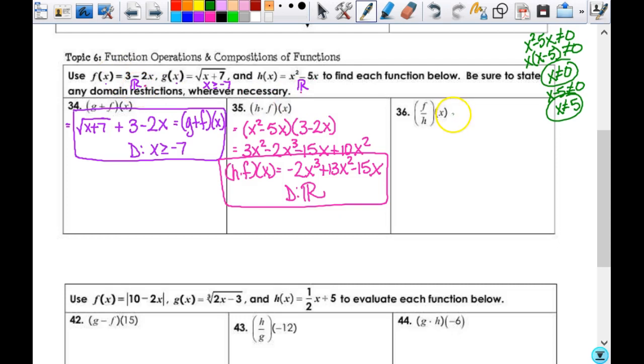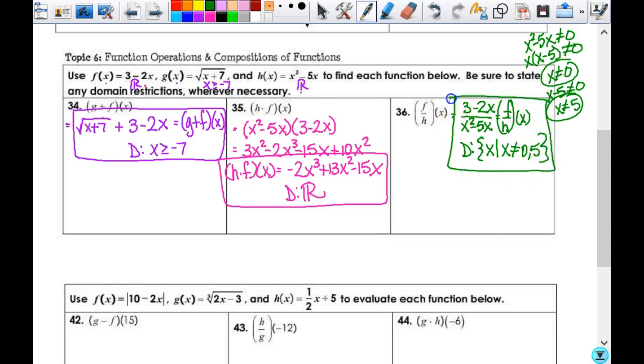But then I have to figure out what this is. So f over h is 3 minus 2x over x squared minus 5x. There's nothing I can do to simplify that. I mean, I can factor an x out of the denominator, but it won't cancel anything with the numerator. So this is f over h of x, and my domain is all of the x's such that x does not equal 0 or 5. Okay, and this is my answer here.